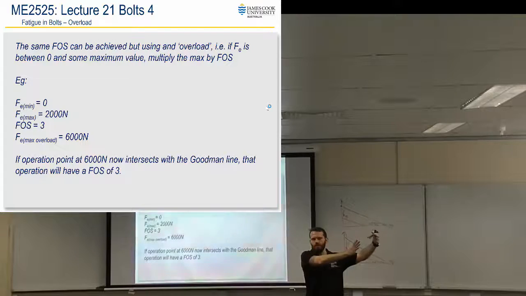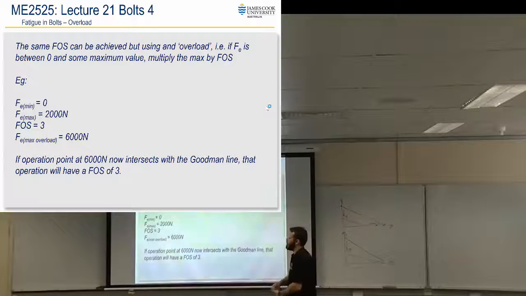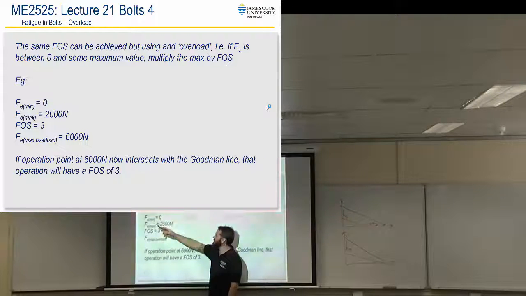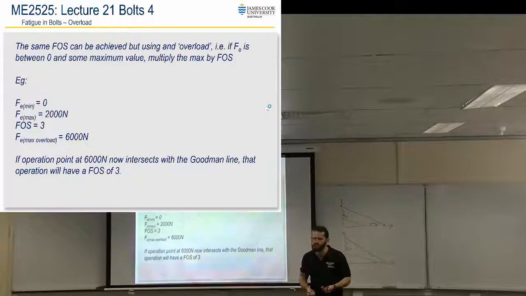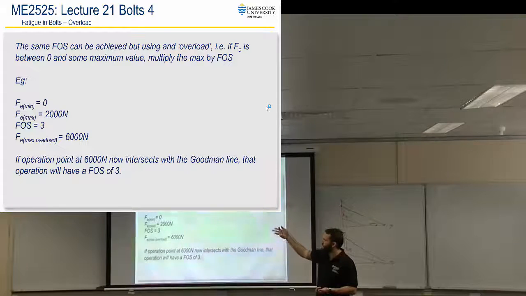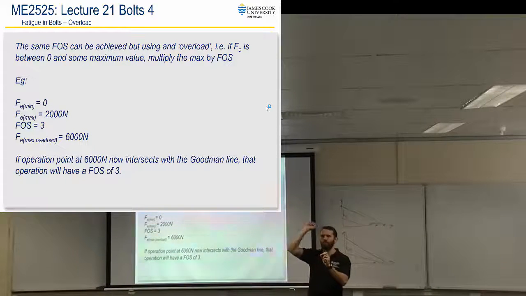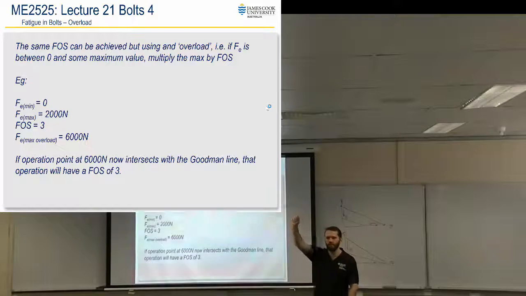If you've got a load that goes between 0 and something, you apply the factor of safety to the maximum value of force. It's called an overload. Okay? An example would be, if I give you a question where force goes between 0 and 2,000 newtons, applied force, and you've got a factor of safety of 3, you analyse for the load going between 0 and 6,000 newtons, so that's 3 times 2,000, and then you work out your operation point sitting right on the failure line, then you've got a factor of safety of 3. Alright, works exactly the same way.